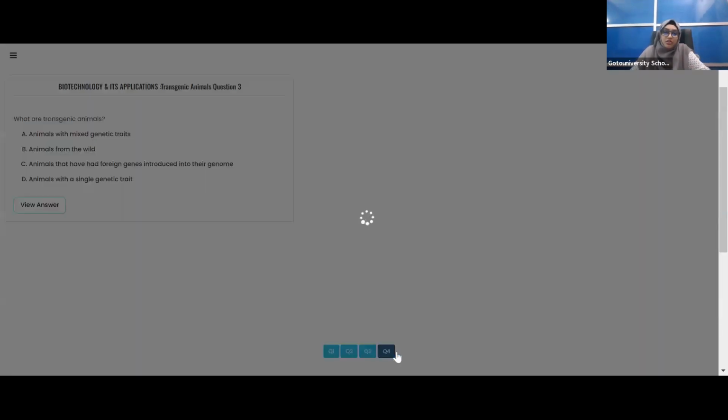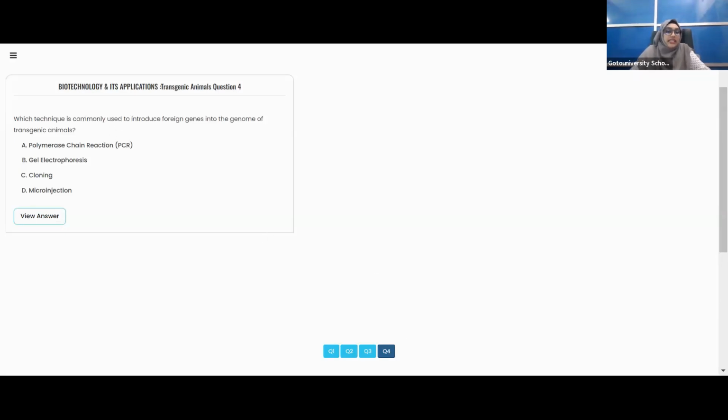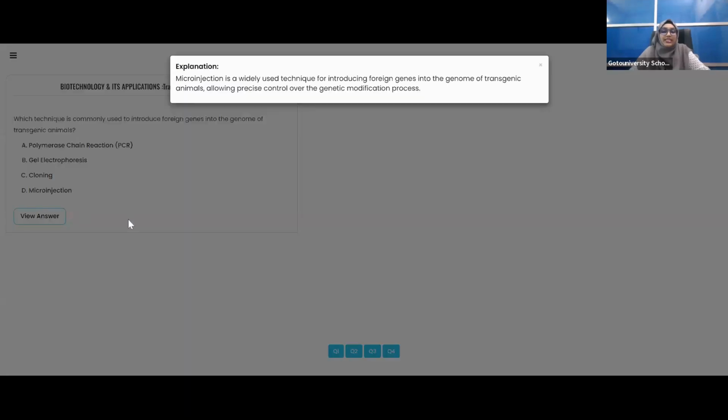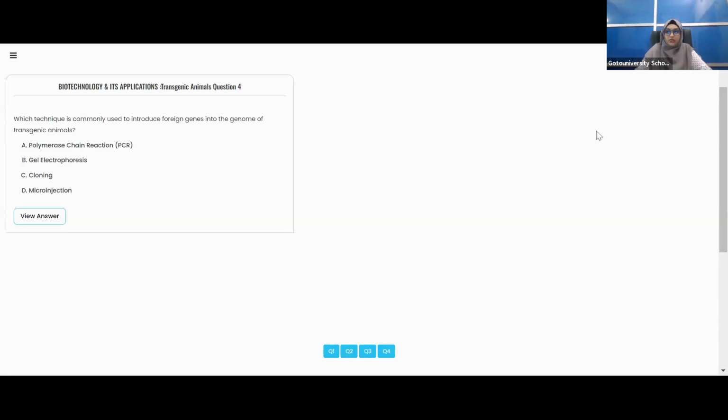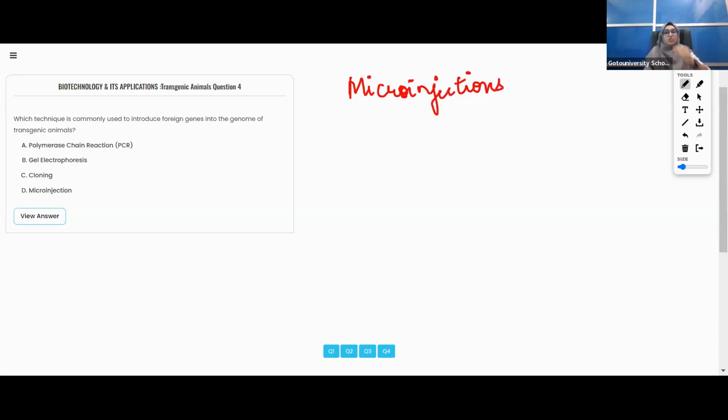Next, moving to the fourth question, the last one. Which technique is commonly used to introduce a foreign gene into the genome of a transgenic animal? The option here is microinjection, which is widely used. So mostly we are using microinjection. Now I'll explain what microinjection does.